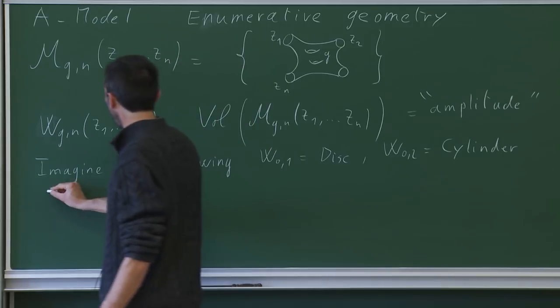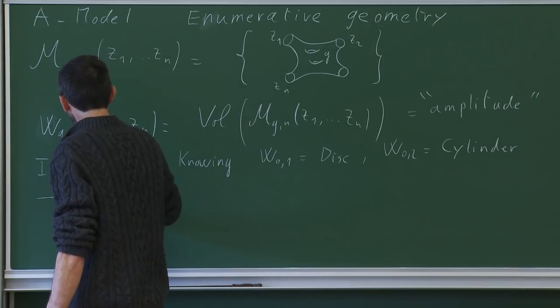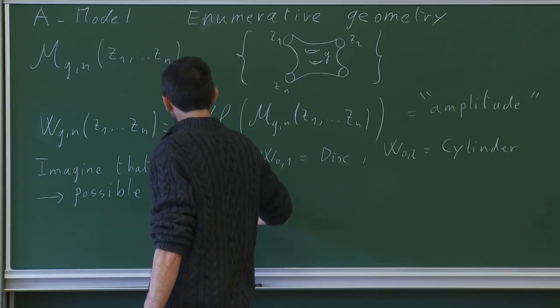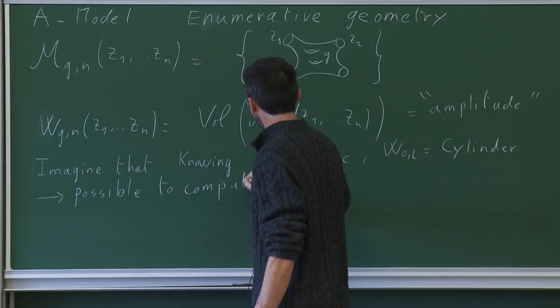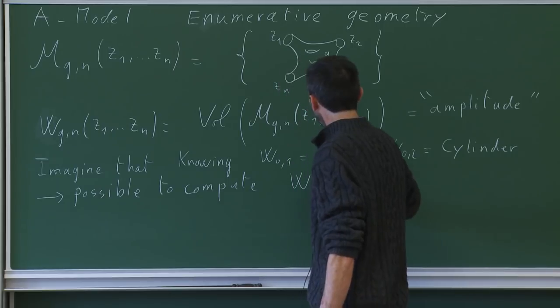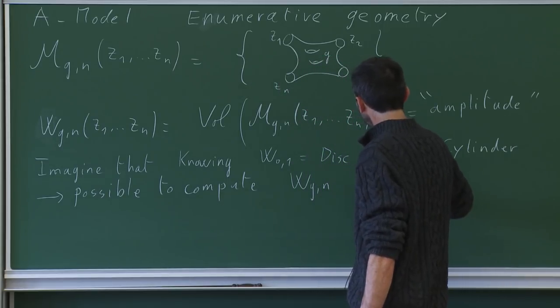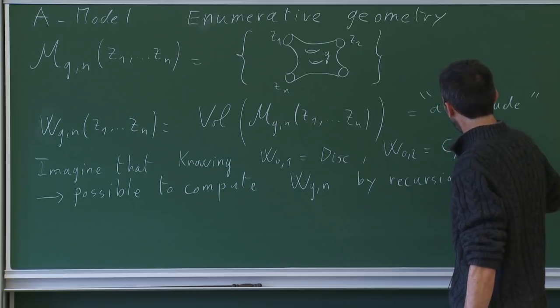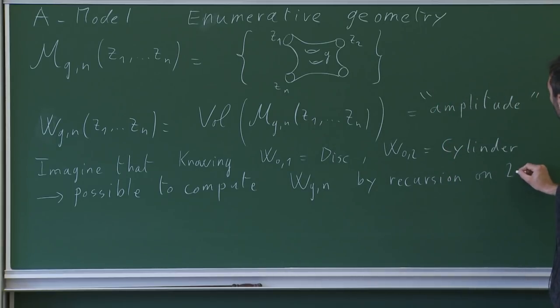So then it's possible to compute W_{g,n} by recursion on this number, which is 2g minus 2 plus n, which is the Euler characteristic somehow. So imagine that you are able to compute those volumes by recursion on the Euler characteristic.